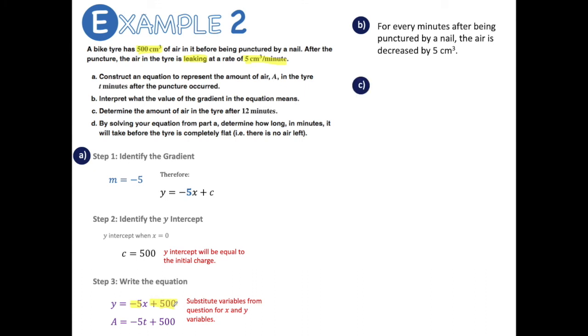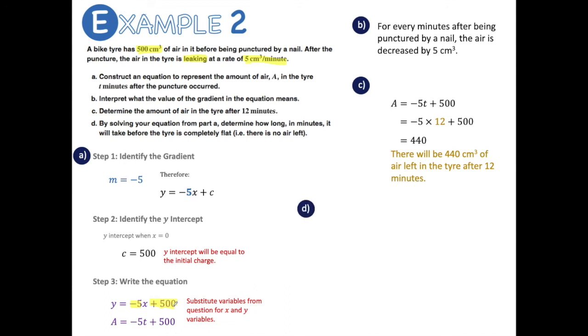For part C, it wants us to determine the amount of air in the tire after 12 minutes. So when T is equal to 12, what is our A value going to be? Starting off with our equation, A equals -5t plus 500, then substituting in T equals 12. So -5 times 12 plus 500, which equals 440. So after 12 minutes, there'll be 440 cubic centimeters of air left in the tire.